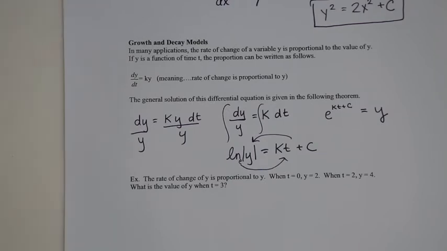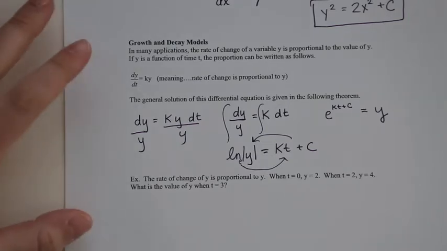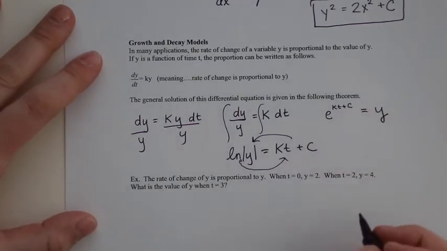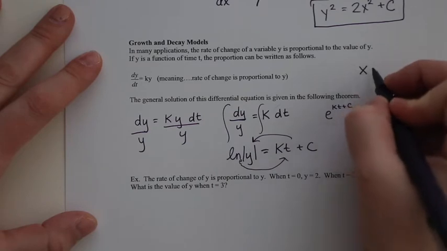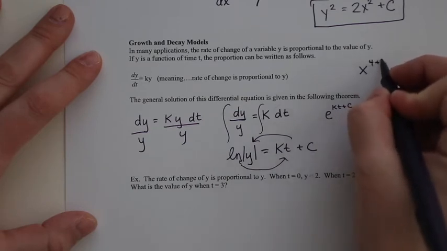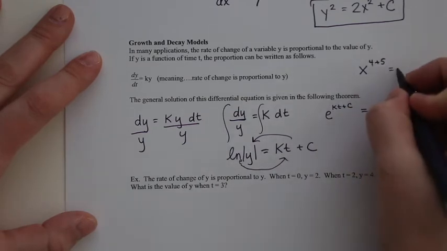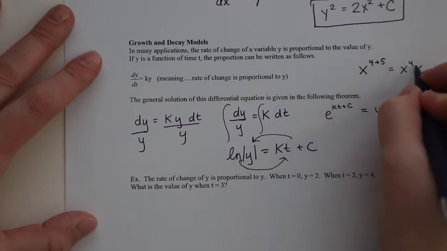I don't need my absolute value on the y anymore because e to any power is always going to give me a positive number. And these are being added, so if you think back to if I had something like x to the 4 plus 5, that is the same thing as x to the 4th times x to the 5th.